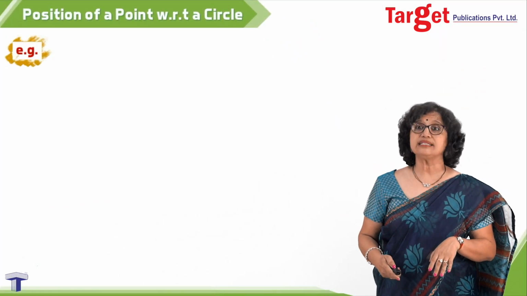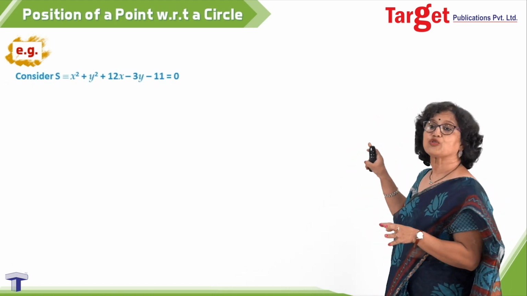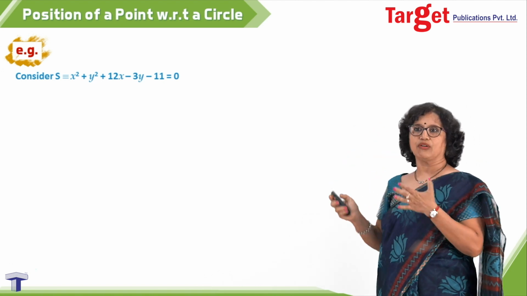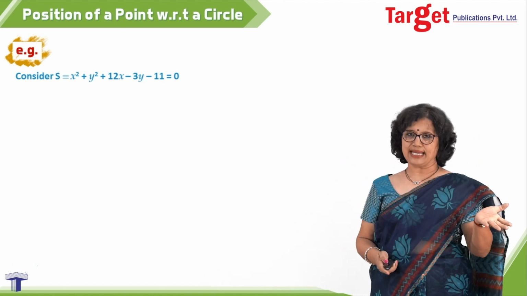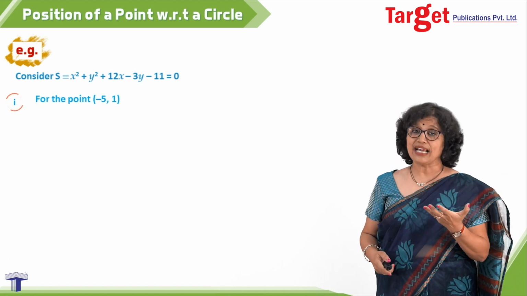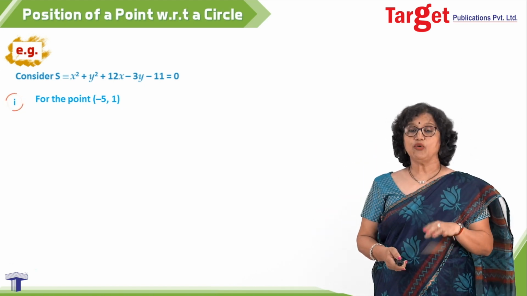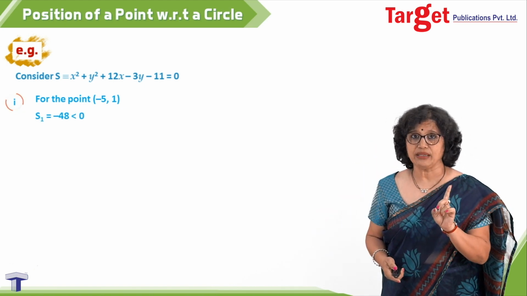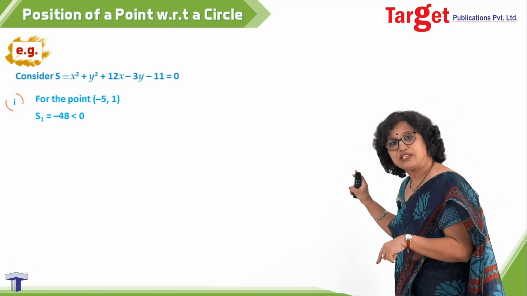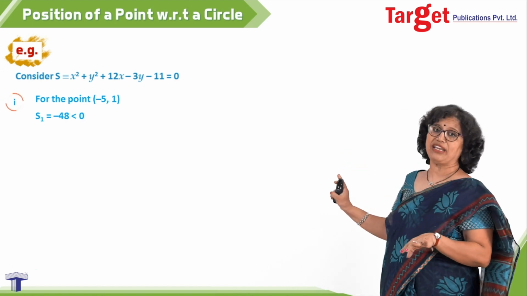The example: one equation of the circle I'm taking is x square plus y square plus 12x minus 3y minus 11 equal to 0. And that I'm calling S. Now some points we will be taking to decide whether the point is inside or outside. My first point is (-5, 1). What do I have to do? I have to evaluate S1. S1 means substitute x as -5 and y as 1 and evaluate S1. That S1 turns out to be -48.